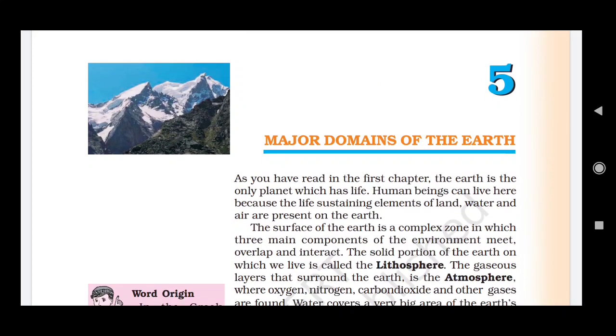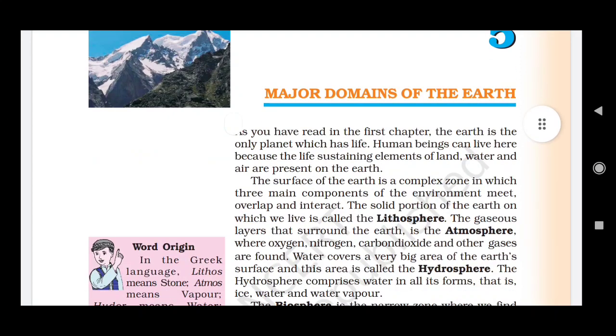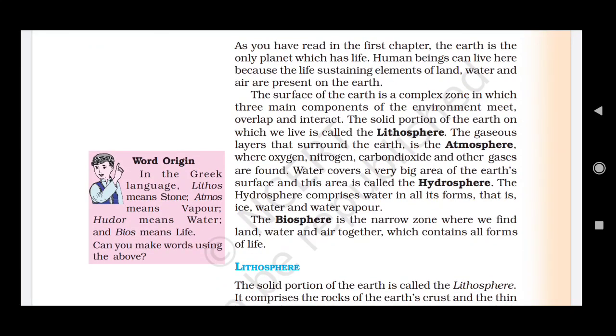As you have read in the first chapter, the Earth is the only planet which has life. Human beings can live here because the life subsisting elements of land, water and air are present on the Earth. The surface of the Earth is a complex zone in which three main components of the environment meet, overlap and interact. The solid portion of the Earth on which we live is called the lithosphere.